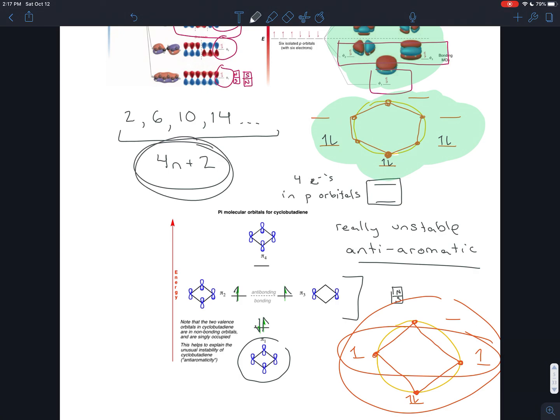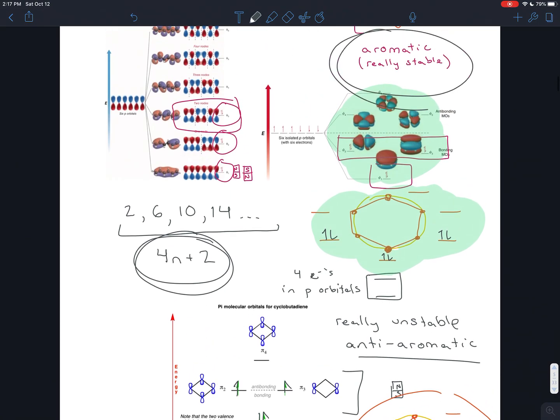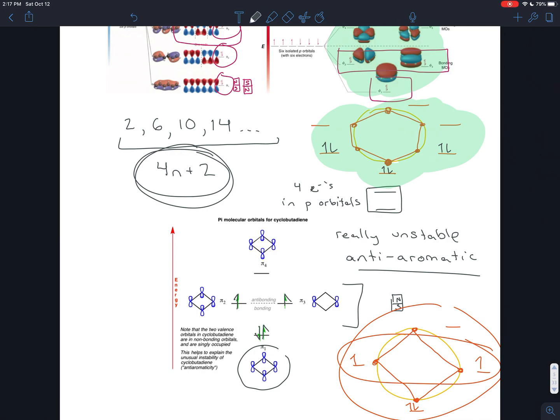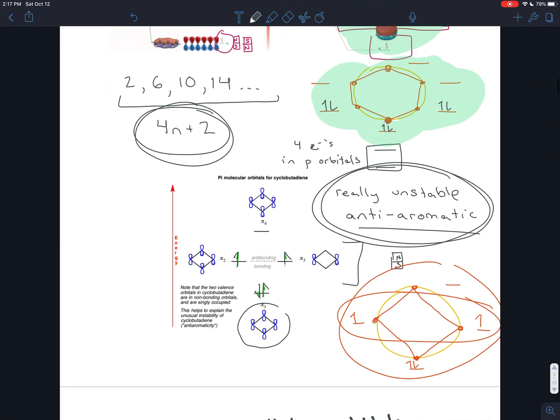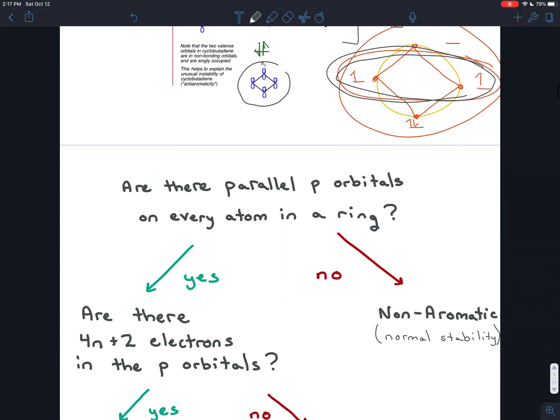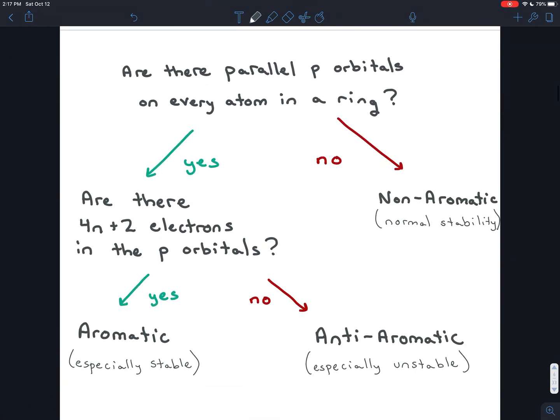So in other words, if you have 4n plus 2 pi electrons in p orbitals, then the ring is going to be aromatic and really stable. If you were to draw it out, you'd see that all of the electrons are paired. If you don't have 4n plus 2 electrons in p orbitals, then it's going to be anti-aromatic. It'll be really unstable, and if you were to draw the molecular orbitals out, you'd see that you'd have electrons that are unpaired.